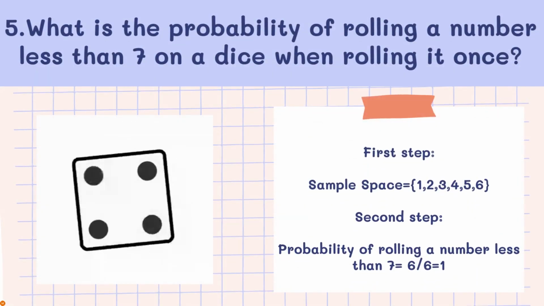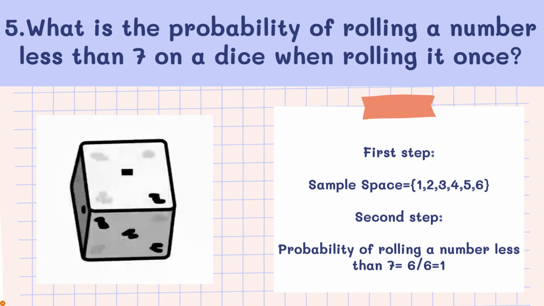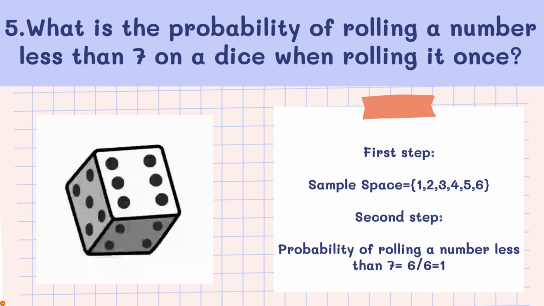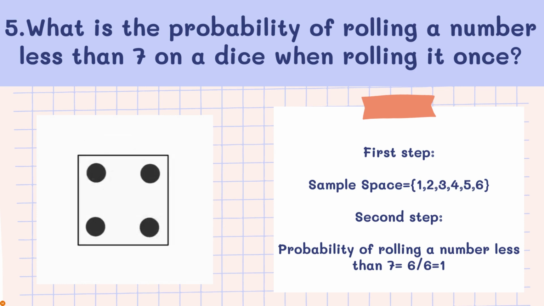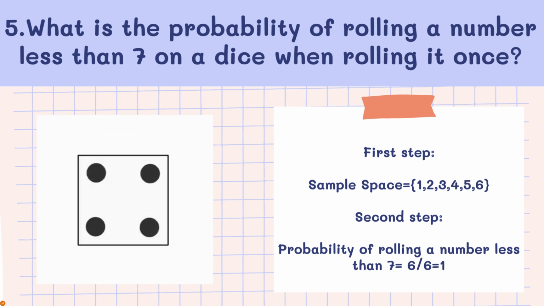What is the probability of rolling a number less than 7 on a dice when rolling it once? The first step, I'm going to roll the dice. So you can see that it landed on a number less than 7. First I'm going to find the sample space. The sample space is the total outcome. So the sample space equals 1, 2, 3, 4, 5, and 6.